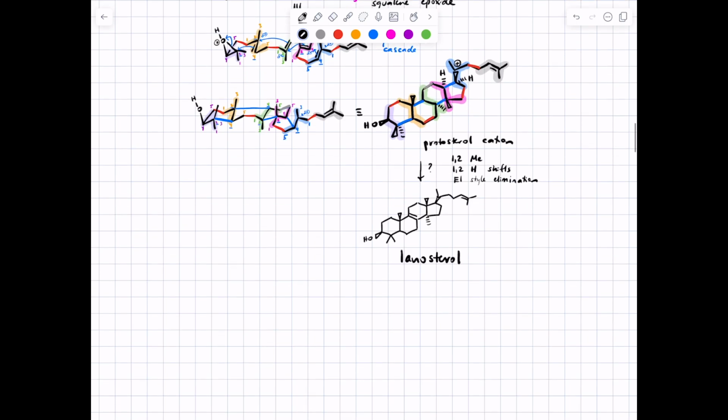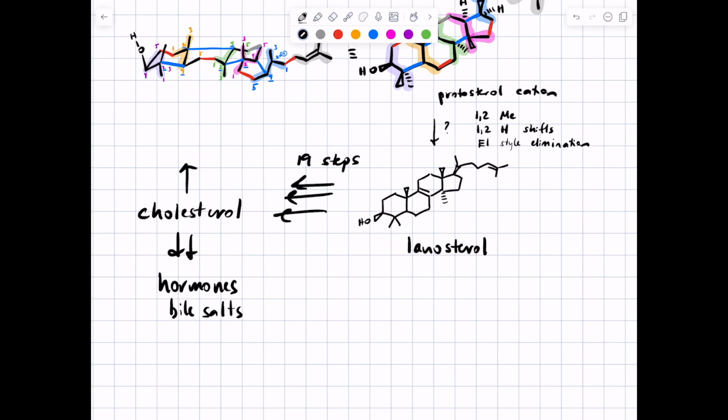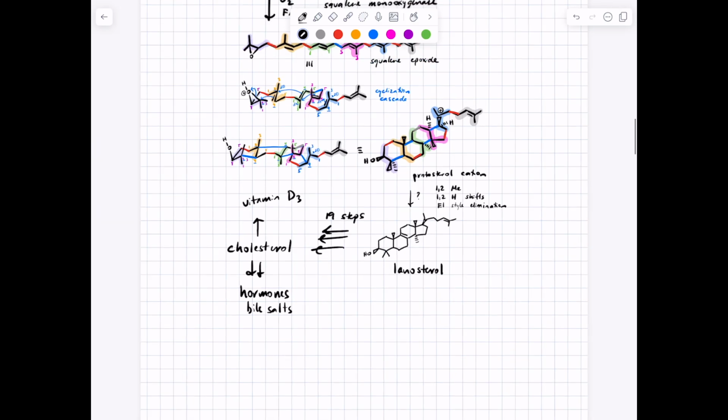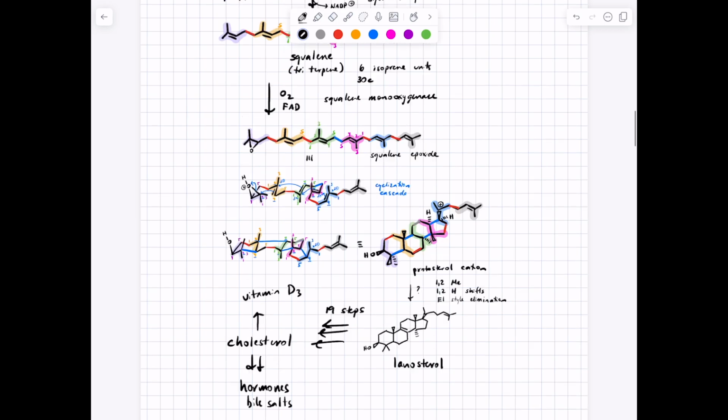But this lanosterol is a precursor. There are 19 more biosynthetic steps between this and cholesterol, which is a precursor for various hormones and bile salts and other types of things. Also from cholesterol, you can make vitamin D or vitamin D3. So it's an interesting example of lots of complexity built up from relatively simple starting materials.